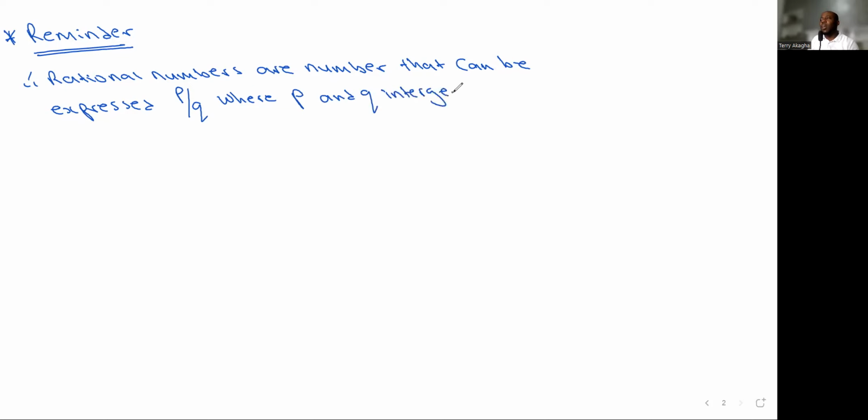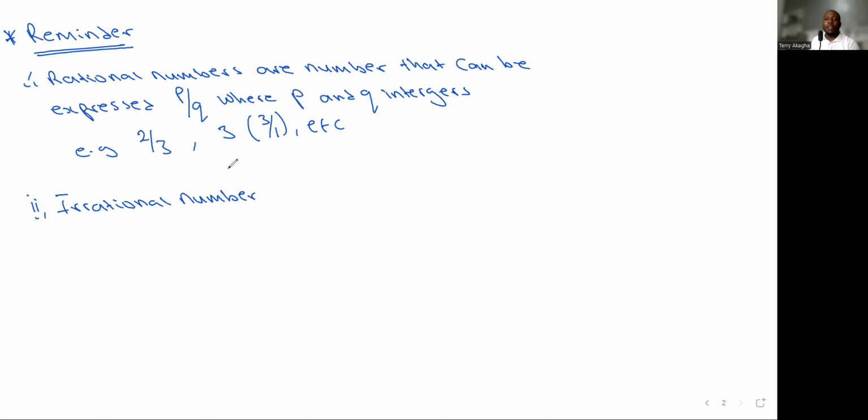For instance, we have 2 over 3. This is a rational number. We have 3. 3 is also a rational number because we can express 3 as 3 divided by 1. So these are rational numbers. Now, what I talked about on the previous whiteboard was irrational numbers, which are a bit different. These are real numbers, but you cannot express them as a ratio of integers, so you can't express them as fractions like P over Q.